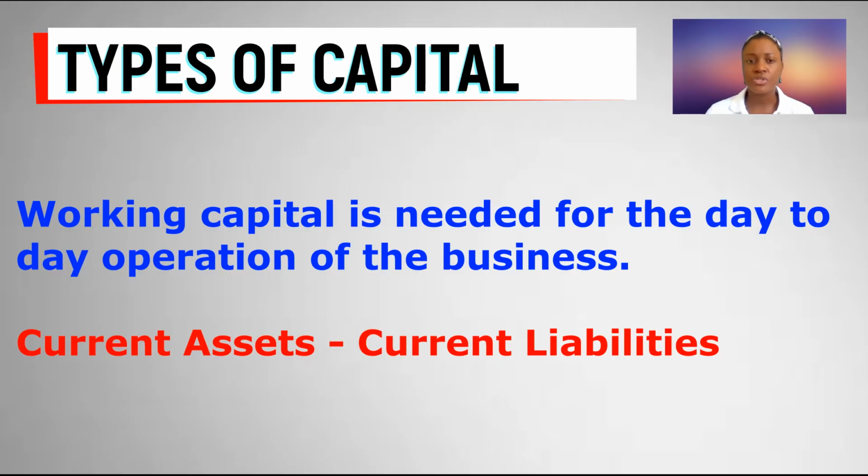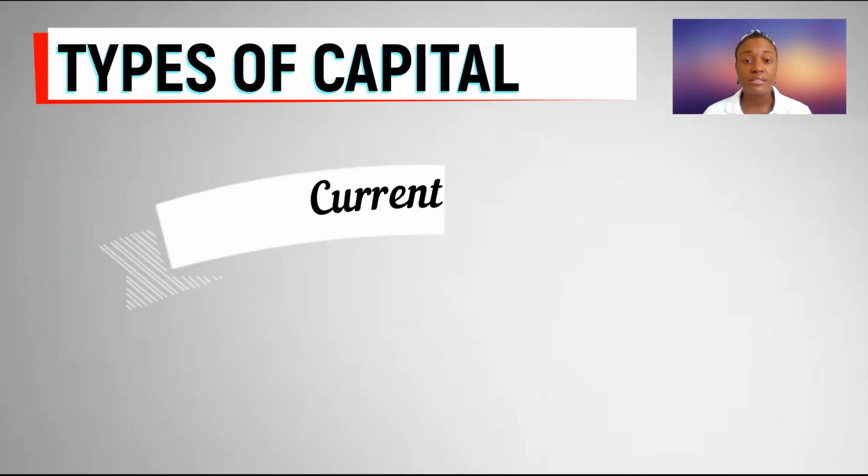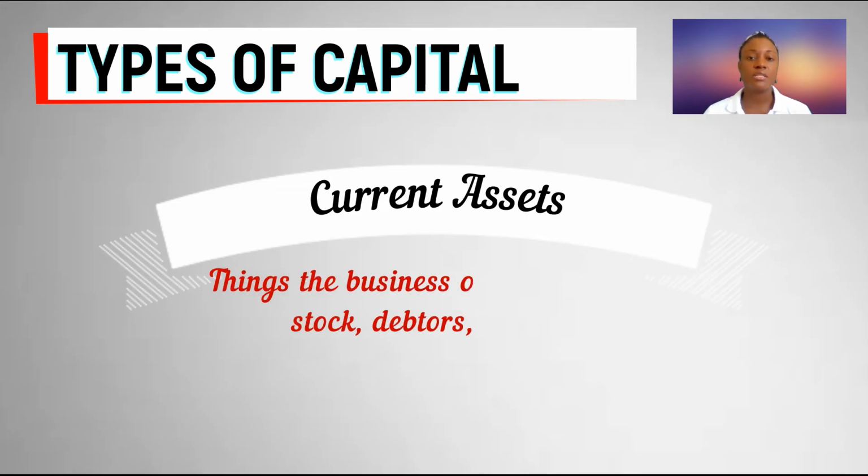Now let's talk a little about the current assets of a business. The current assets of a business are those things that the business owns. It's theirs. So current assets are all those assets that are expected to be sold or used up in the business within a period of about 1 year. Examples of current assets include stocks that you're going to use up in the production of goods and services to make your finished product. And you have debtors.